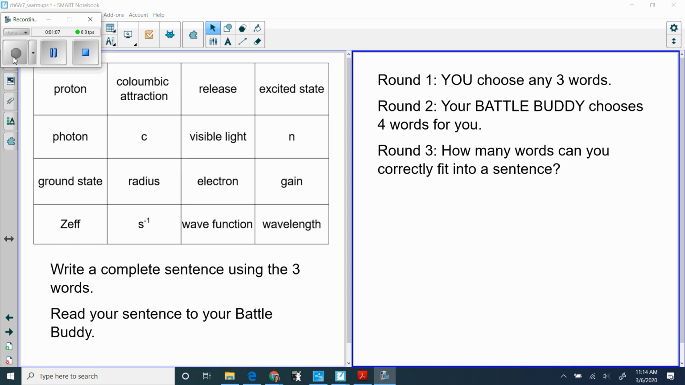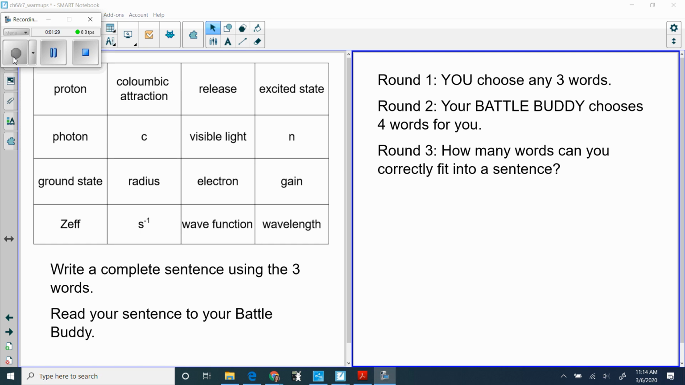Zeff is like the protons. So the more protons in the nucleus means higher Zeff means stronger Coulombic attraction. More protons in the nucleus means a higher Zeff, which means a stronger Coulombic attraction. Okay.